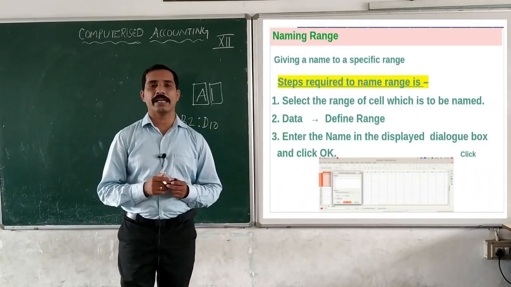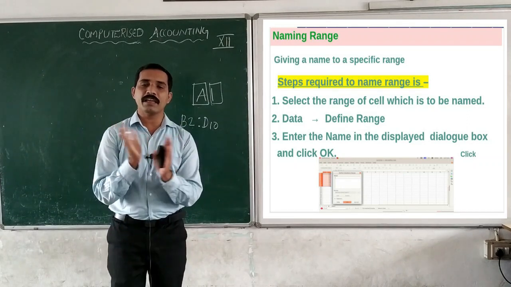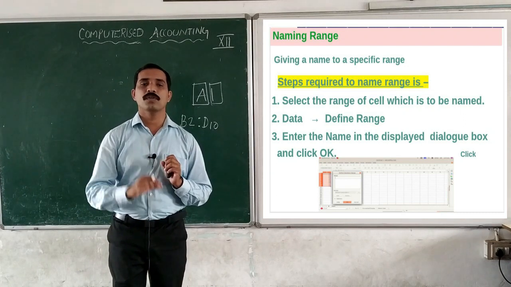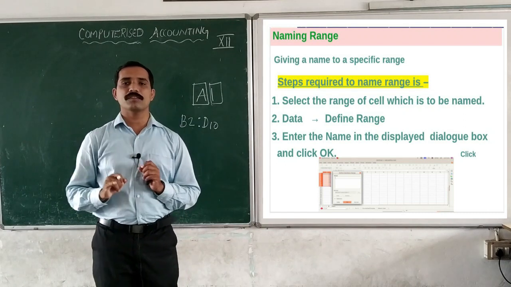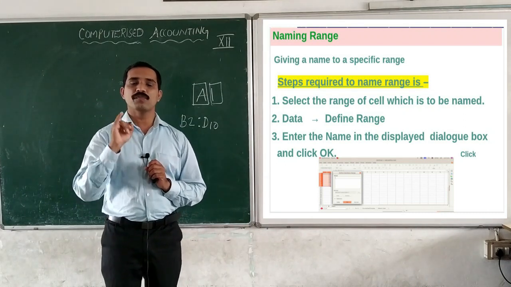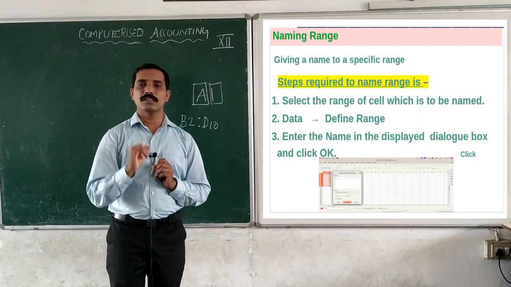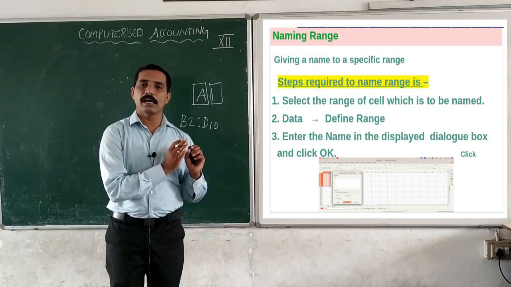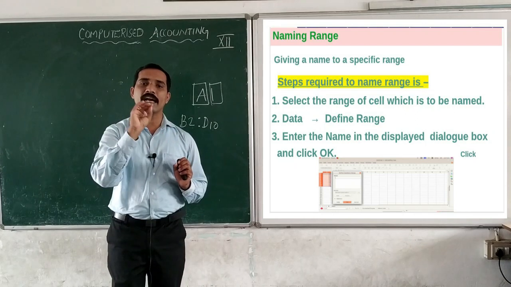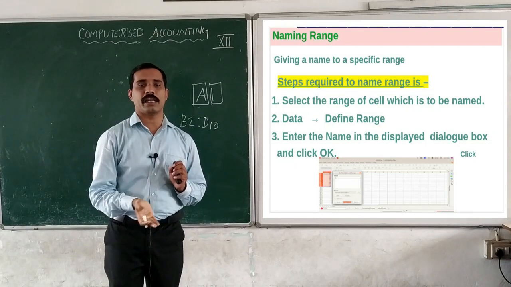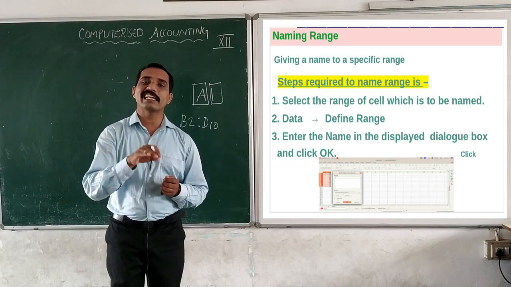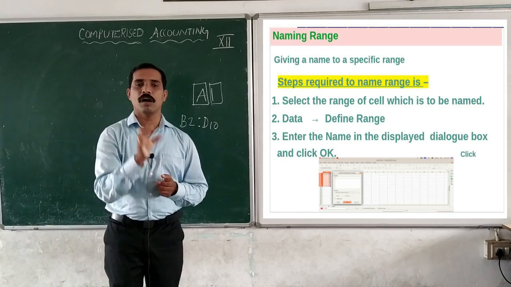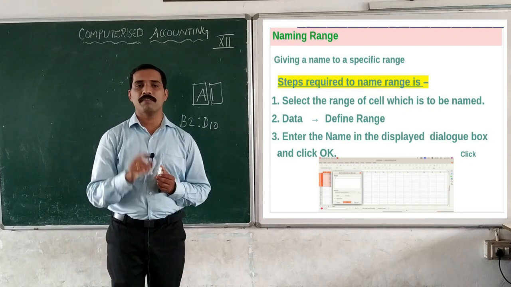Next topic, naming a range. Naming a range means giving a name to a specific range. What are the steps? The first step: select the range of cells which is to be named. The second step: move to Data, and in that select Define Range. Then enter the name in the displayed dialog box and click OK.